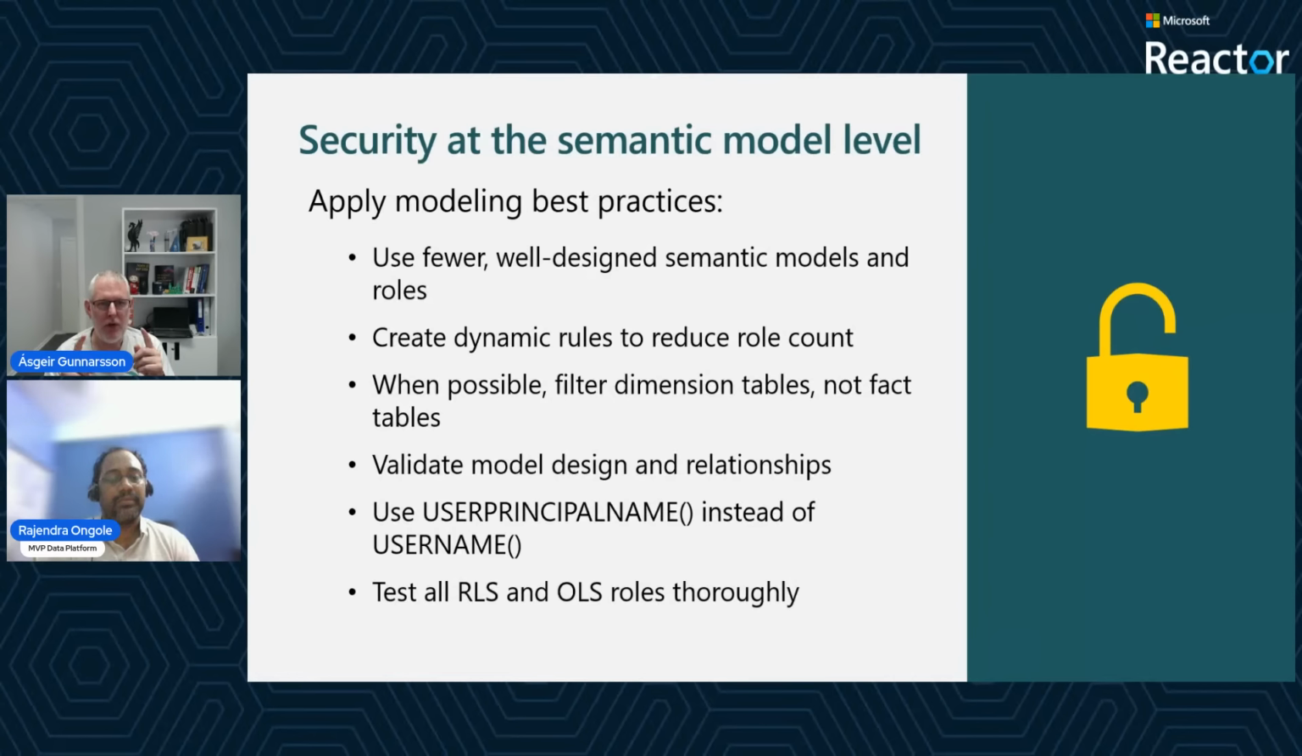One thing to know: if you're using dynamic roles, you should most likely use user principal name instead of username. The user principal name function will capture the email or the user principal name of the person that is actually looking at the report and pass that onto the model. That is the best way to do it. Username will catch the email of the person if you're in the service, but it will give the Windows domain\username if you're in Power BI Desktop. So stick to user principal name.